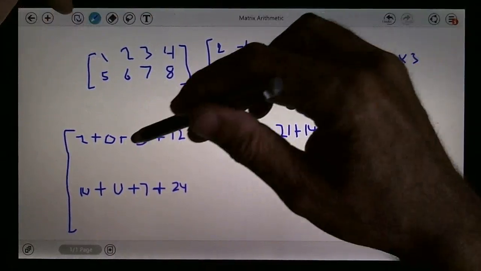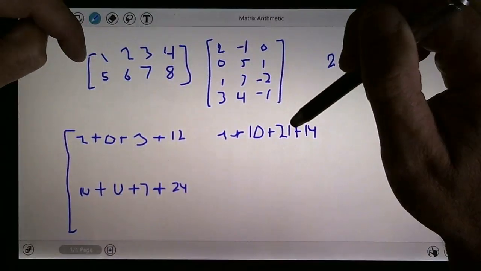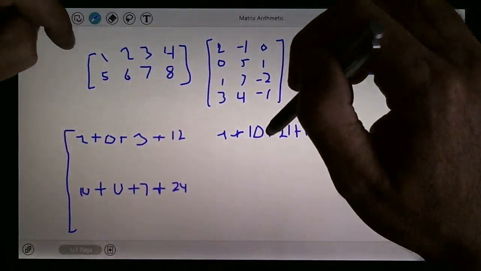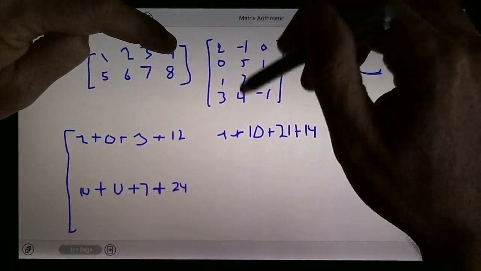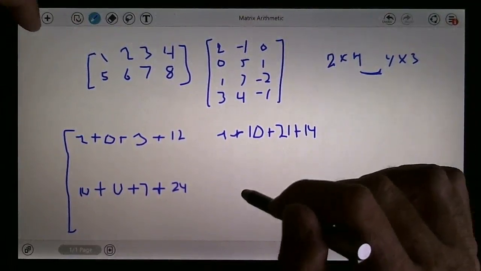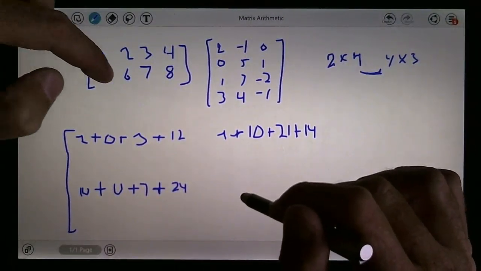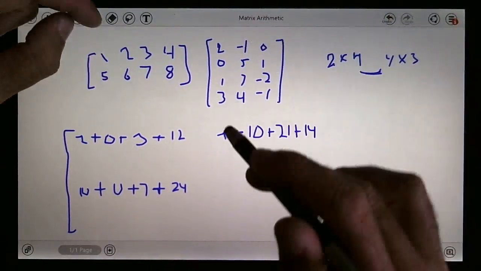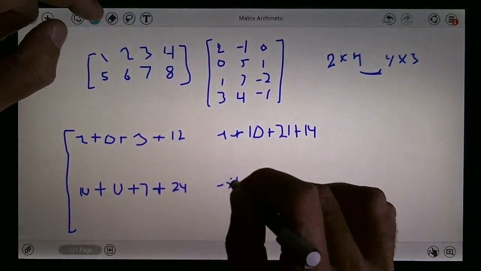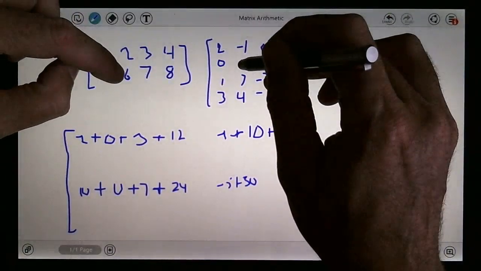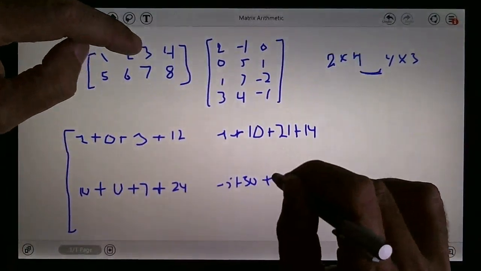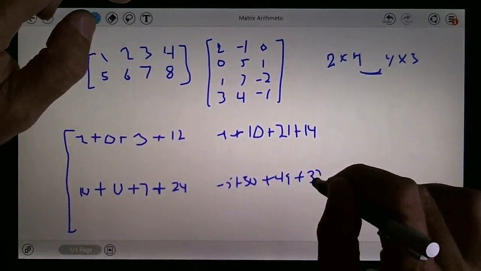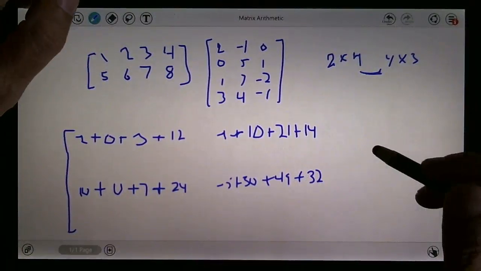Sorry, no, it's not the second row, first column. It's the first row, second column. So I'm using the first row and the second column. If I drop down here now, this would be the second row, second column. So let's use the second row here and the second column there. Getting -5 plus 30 plus 49 plus 32. And now I have one more column to go.